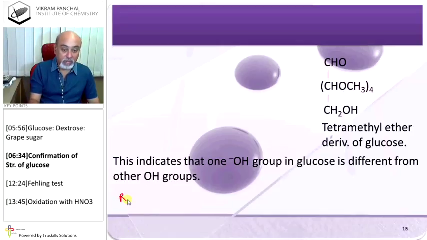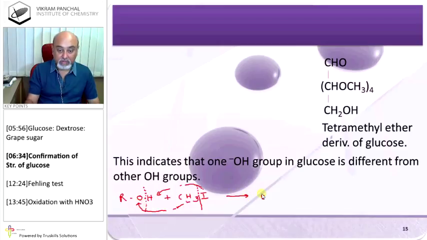So when any compound which has an OH group, alcoholic group, reacts with methyl iodide, then again H plus is removed from here. Methyl iodide will fragment like this. Iodine joins with H and forms HI, and the methyl group will join with O and give an ether derivative. So we'll get ROCH3 plus HI.